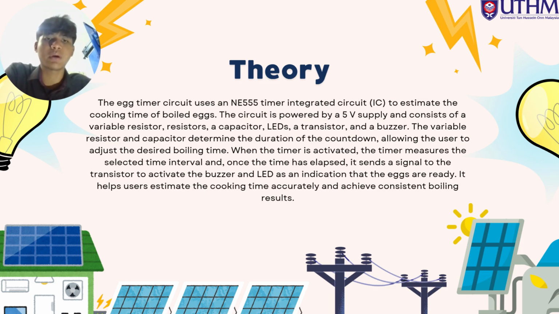The circuit is powered by a 5-volt power supply and consists of several components such as a variable resistor, a capacitor, LED, a transistor, and a buzzer. First, the user adjusts the variable resistor to select the desired boiling time. The variable resistor and capacitor work together to determine the length of the countdown. When the timer activates, the NE555 timer IC starts measuring the selected time interval.